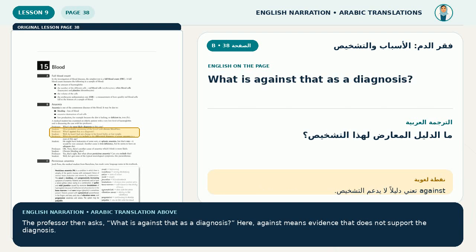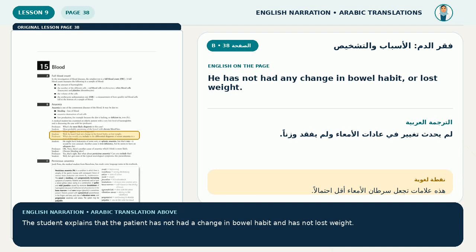The professor then asks, what is against that as a diagnosis? Here, against means evidence that does not support the diagnosis. The student explains that the patient has not had a change in bowel habit and has not lost weight. Both of these findings make bowel cancer less likely. Read the English question and its Arabic translation on screen before we continue.